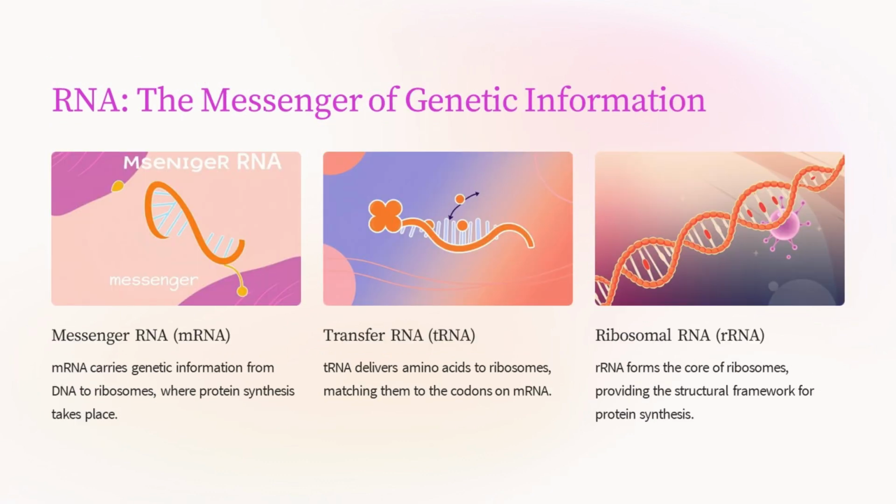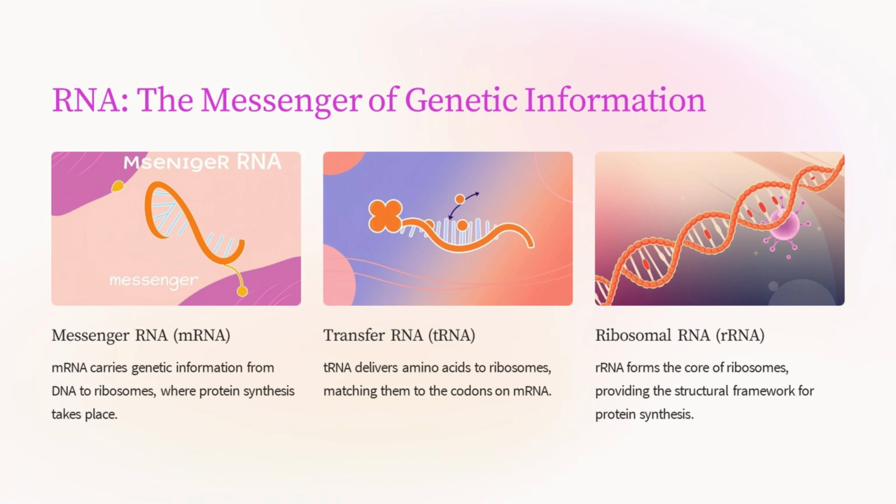RNA is the messenger of genetic information, carrying instructions from DNA to the ribosomes where proteins are synthesized. Messenger RNA, mRNA, transports the genetic code from the nucleus to the ribosomes. Transfer RNA, tRNA, delivers the amino acids to the ribosomes, matching them to the codons on the mRNA. Ribosomal RNA, rRNA, forms the core of the ribosomes, providing the structural framework for protein synthesis.